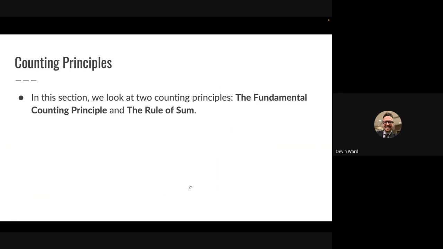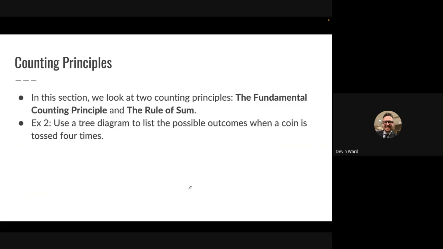In this section, we're going to be looking at two fundamental counting principles: the fundamental counting principle and the rule of sum. Let's do another example. We're going to use a tree diagram to list the possible outcomes when a coin is tossed 4 times. If you don't remember what a tree diagram looks like, we're going to do one together.